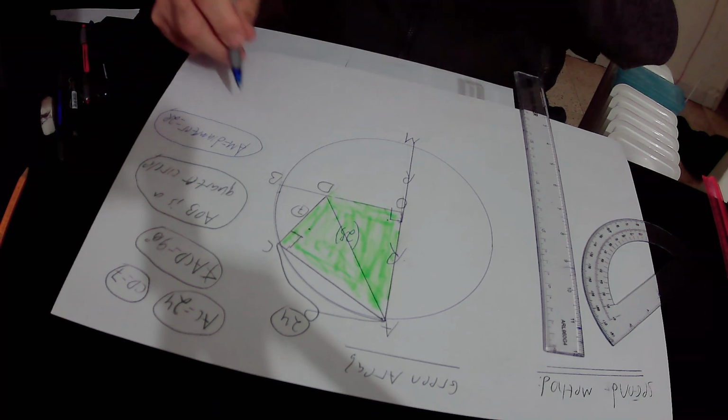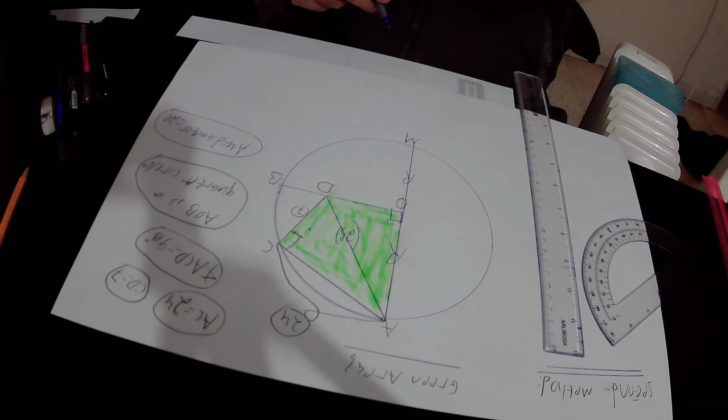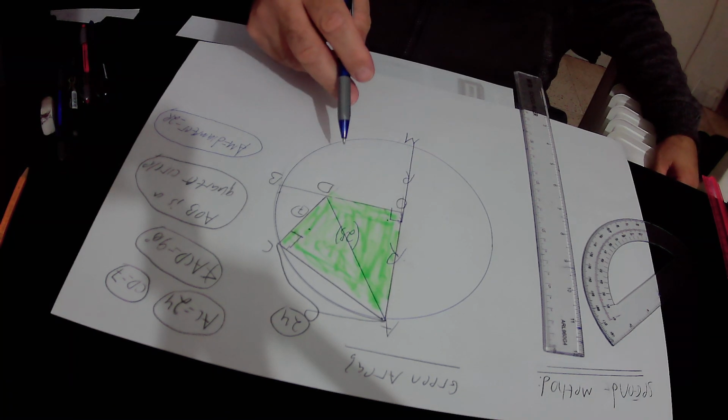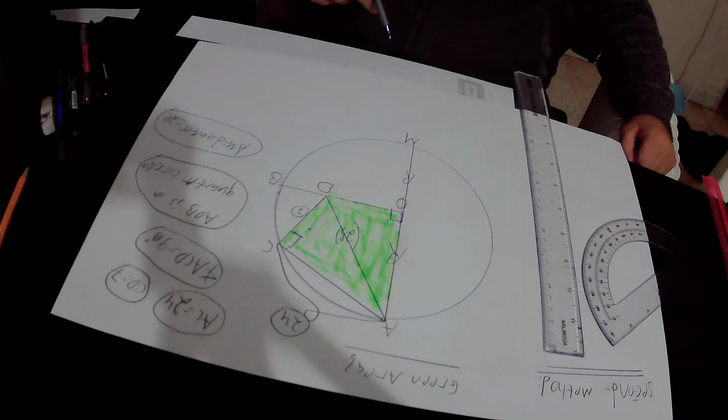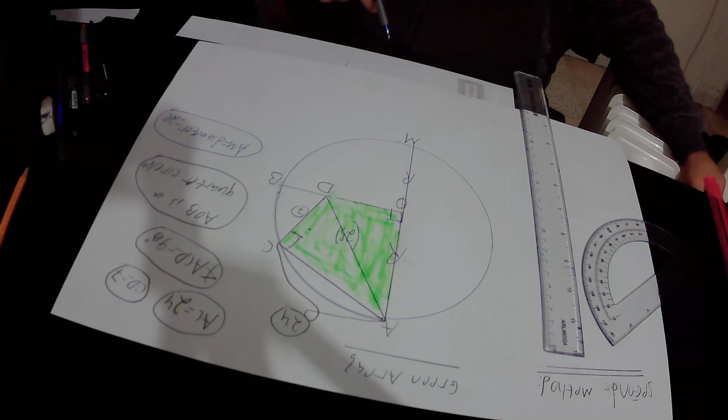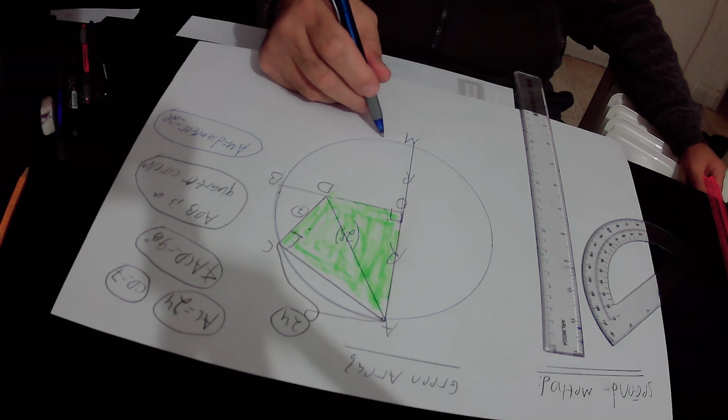In the next step, we will extend side CD until it touches the circle. But the question is, where will the extended side CD touch the circle? We will assume that the extended side CD will not touch the circle at point M, but at any other point. For example, we assume that the extended side CD will touch the circle at this point, point N.